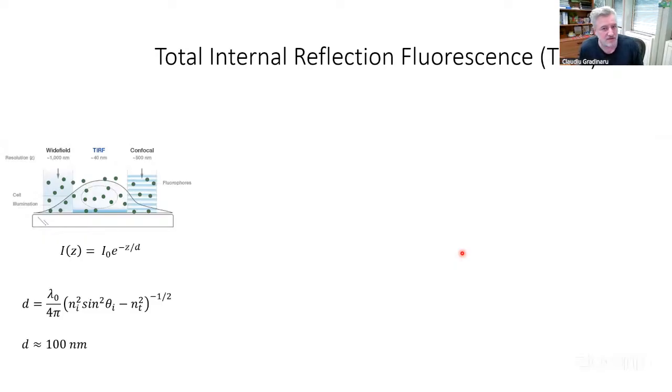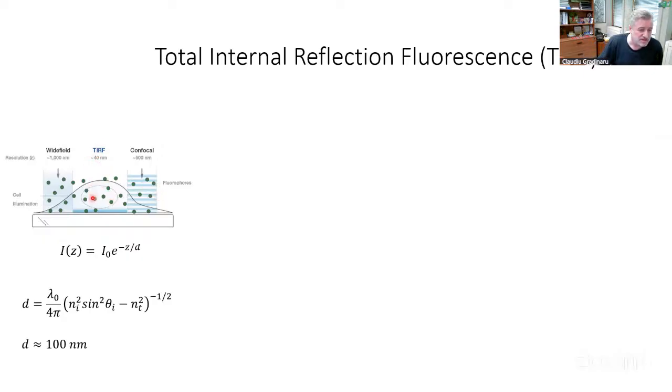This is total internal reflection microscopy, and most of you should know that this relies on the evanescent field being localized close to the interface between a denser medium like glass and a less dense one like water. So this gives you an idea. If you have a cell, this is a schematic of a cell. If you do wide field, like a parallel beam, you have a depth of field of about a micron. If you do confocal imaging, it's about the wavelength of light, 500 nanometers.